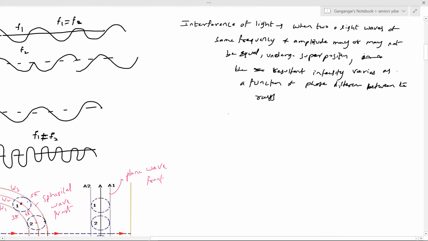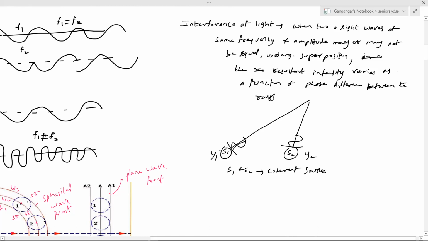So let me do one thing. I'll take a light source S1, and this S2. These are coherent sources. When two light waves of the same frequency and amplitude, so what are S1, S2? S1 and S2 are, as a strict condition, coherent sources. They'll emit light, and when they come here, they'll undergo superposition. Let this be Y2, let this be Y1, so at point P they undergo superposition.